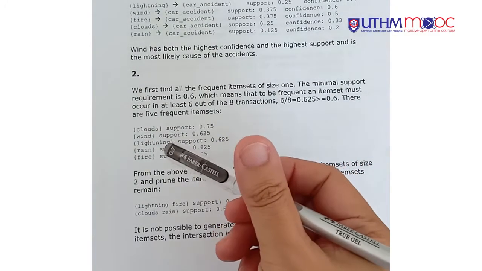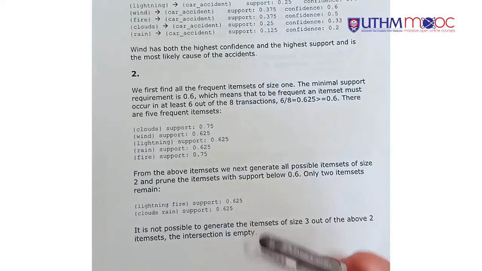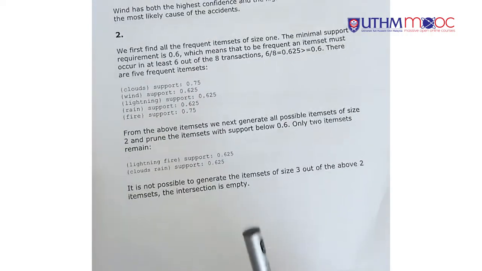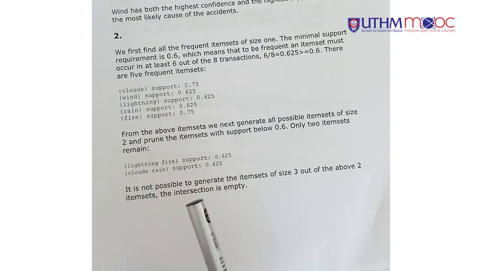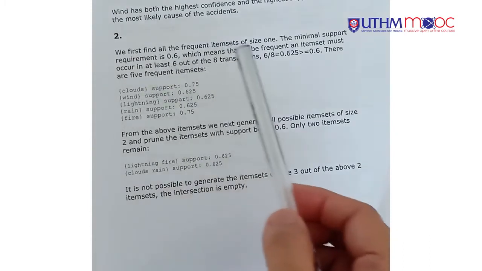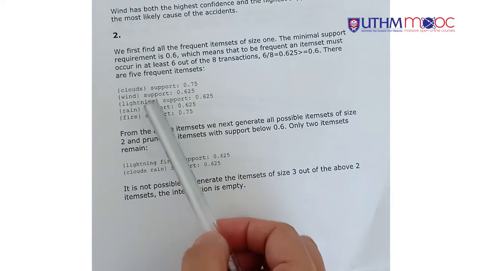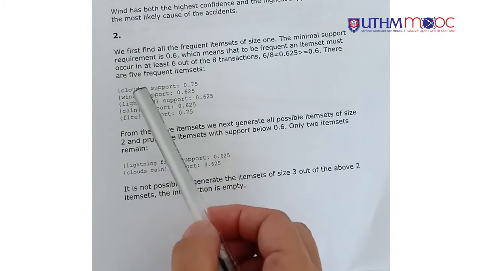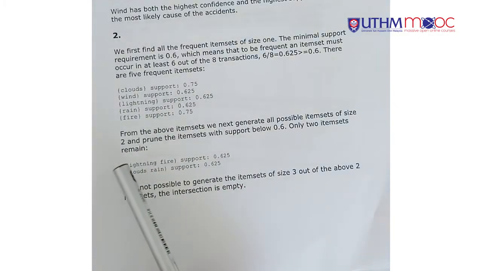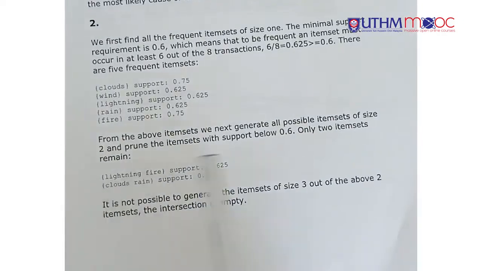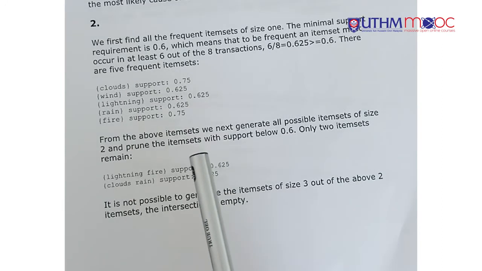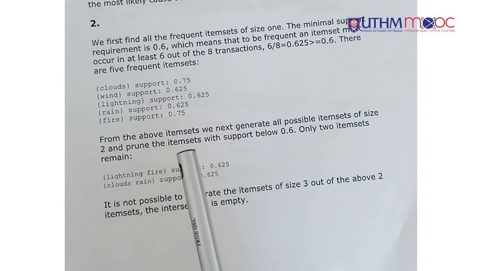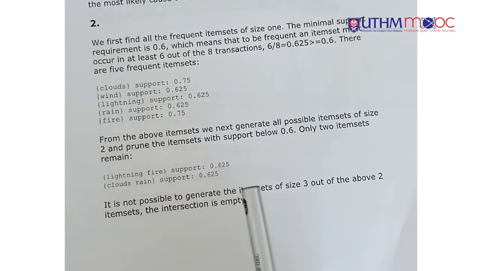So cloud, wind, lightning, rain, and fire are called frequent item sets. From the above item sets, we next generate all possible item sets of size 2: cloud and wind, cloud and lightning, cloud and rain, cloud and fire, wind and lightning, wind and rain, wind and fire. Then we prune, or remove, the item sets with support below 0.6, because remember, we are still in the first stage. We want to generate all frequent item sets, which appear in 60% of the original set of transactions.